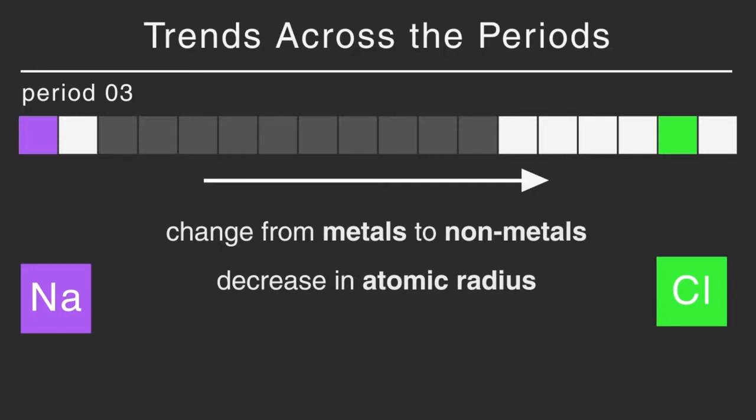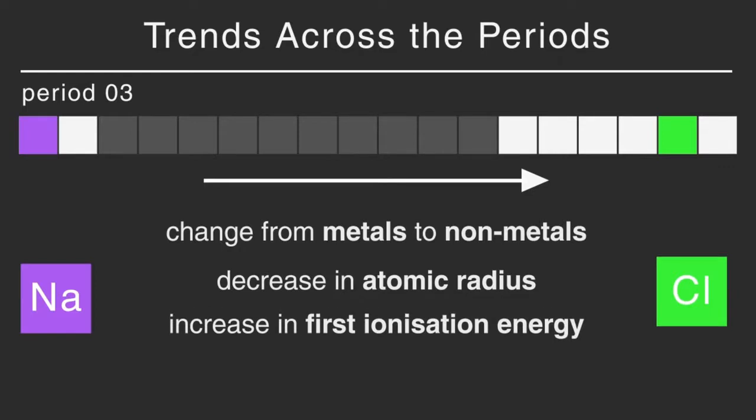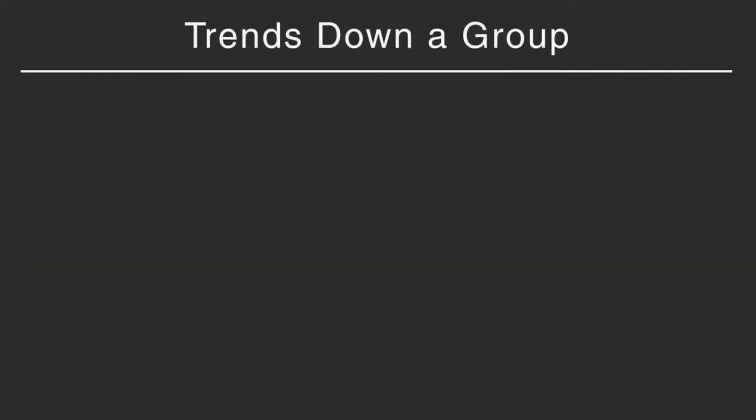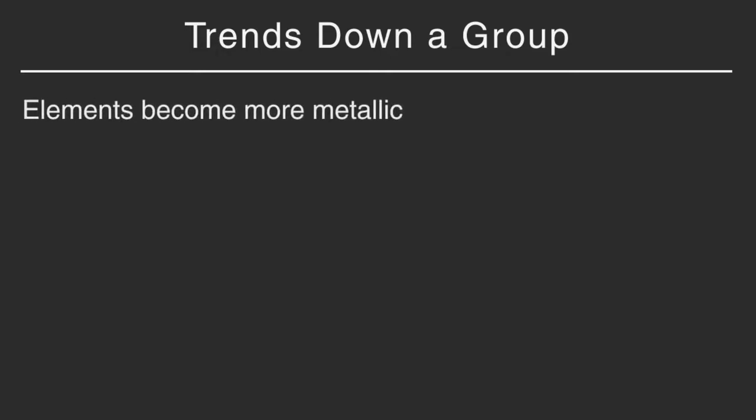There is also an increase in first ionization energy, which is the energy needed to remove the outermost electron, and an increase in electronegativity, which means the attraction of a bonded atom for the pair of electrons in a covalent bond. Now let's look at the trends as we go down a group. Notice that the elements become more metallic.